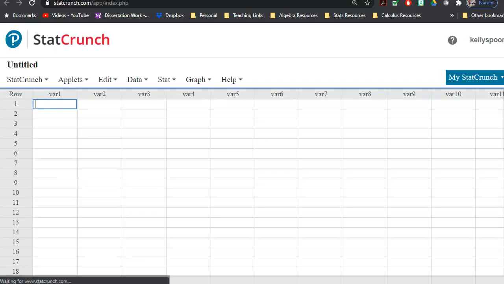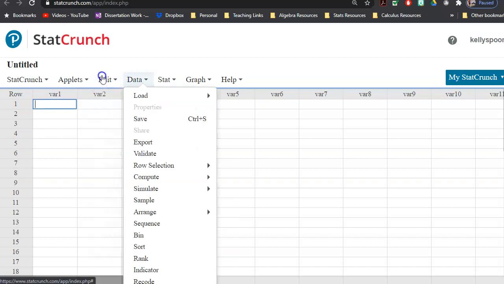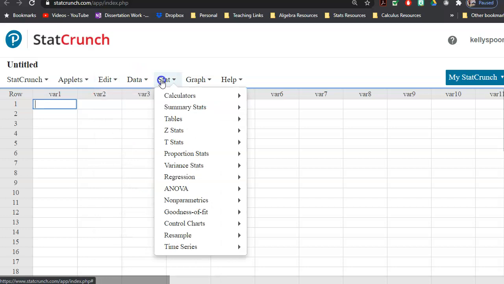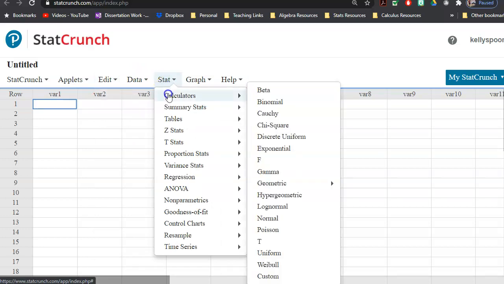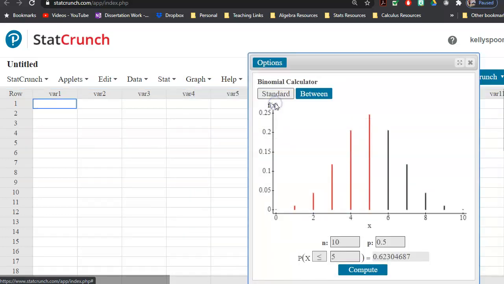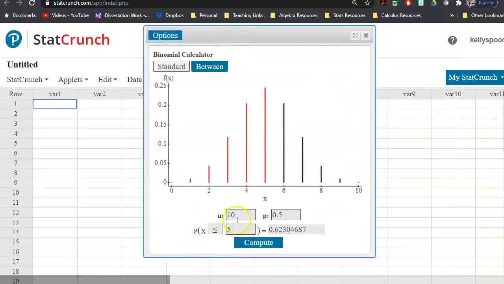It'll give you your plain, sad, empty data set, but we don't need that. If you go to Stat, there are calculators built in to do all of the different distributions that exist in statistics. We don't cover many of these, but we do cover, as we said, the binomial and the normal. So for your binomial worksheet, you can see it asks you, what's your N?